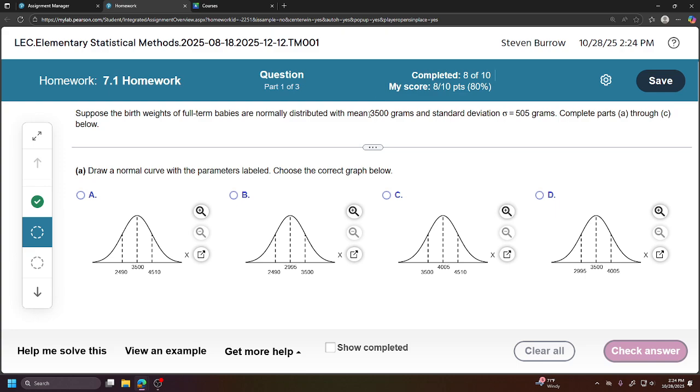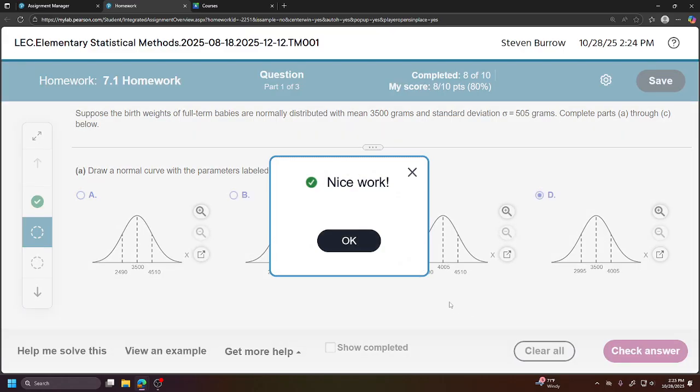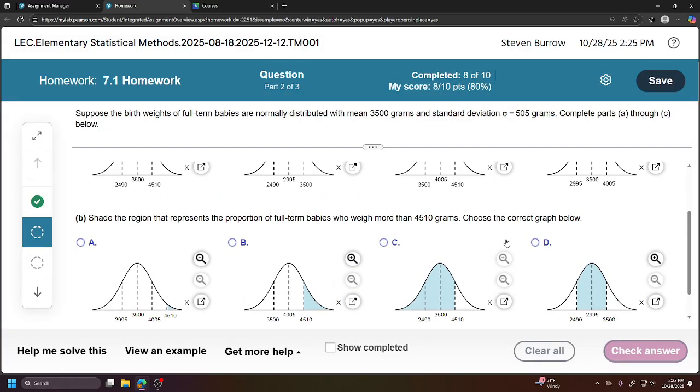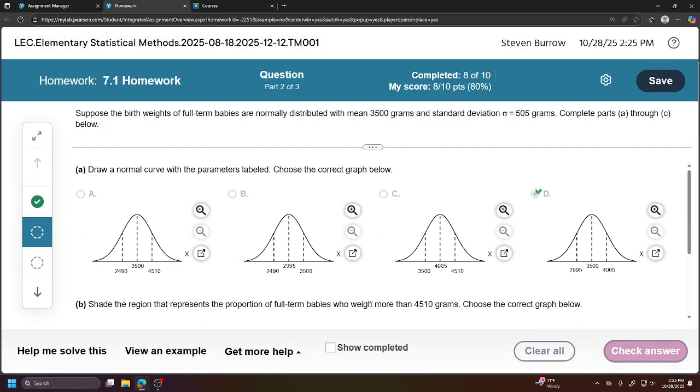Okay, let's do it again. So the average of 3,500, standard deviation of 500. Well, I got this guy and I got this guy. But which one's changing by 500? No, that one's only changing by... Oh, it is changing by 500. You're right. I was totally not looking. Okay. And now it says more than 4,500.